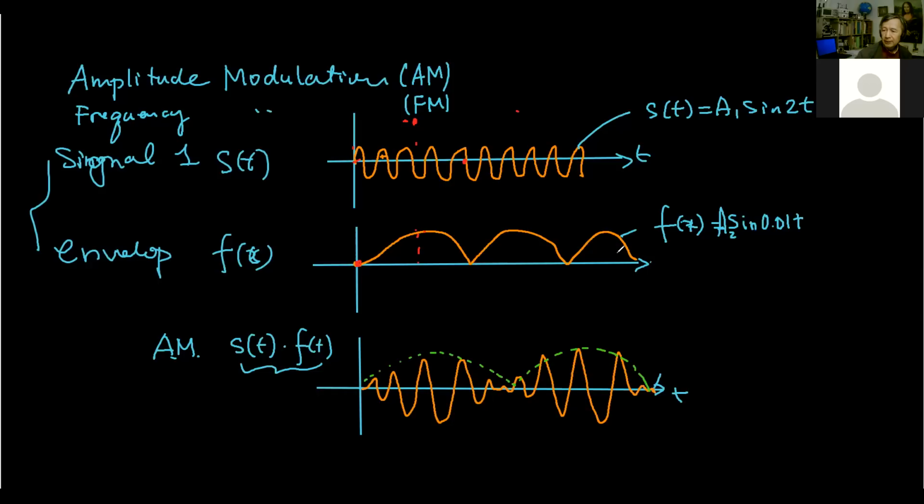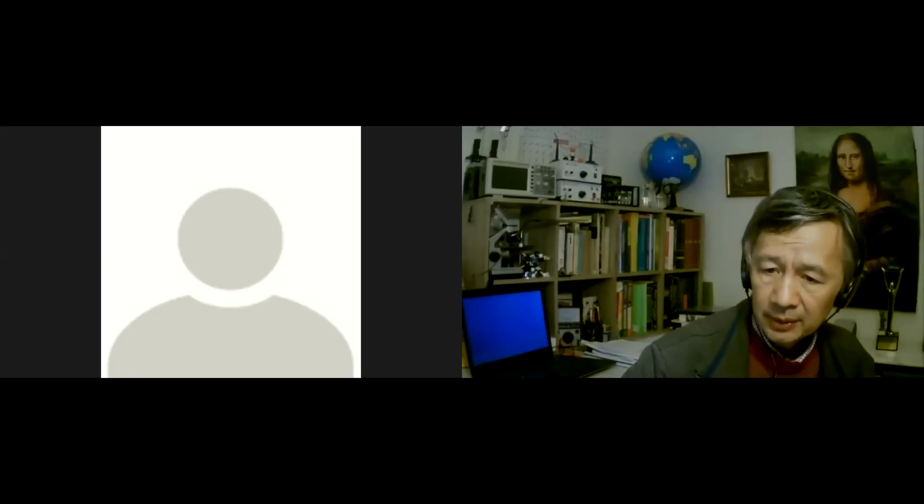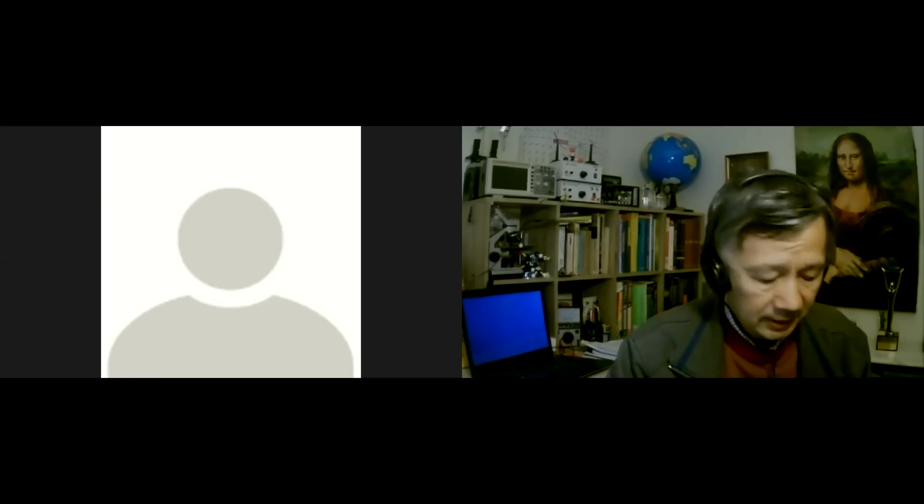I will just stop this sharing. You can share your textbook with me. I will make sure there's no constraint. Oh yeah, by default there's a constraint. Okay.